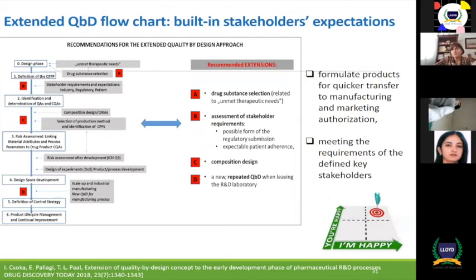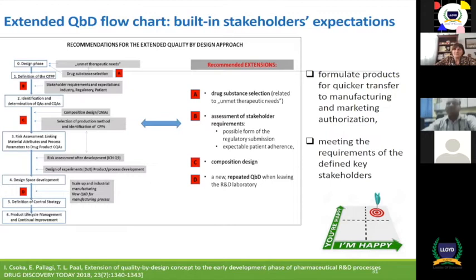And here I come to the blue titles. This is our publication from 2018. You see it on the slide. We made an extension of the quality by design concept, which is valid and compulsory for the pharma industry, and is given in the ICH guideline. We made an extension, and we now call it R&D QBD. You can find this article on the internet and download it.